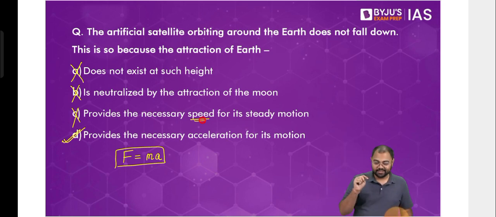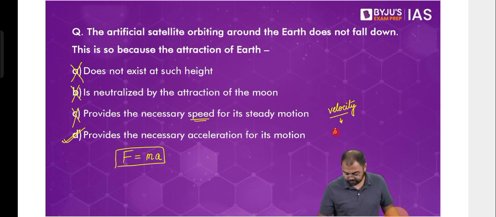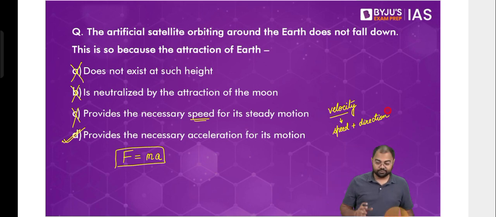Speed with direction is required, correct? So it's not only the necessary speed, but rather the necessary velocity. More than speed, it is about velocity. And what do we mean by velocity? What is the difference between speed and velocity? Velocity is speed plus direction. When you define speed in a certain direction, you say that it is velocity. So direction matters here, correct? Direction matters, and it's not only about speed.